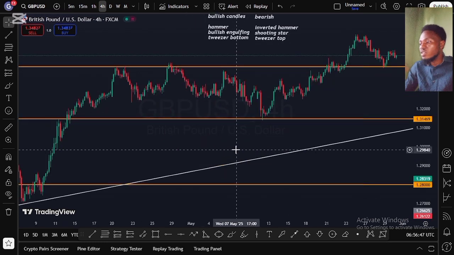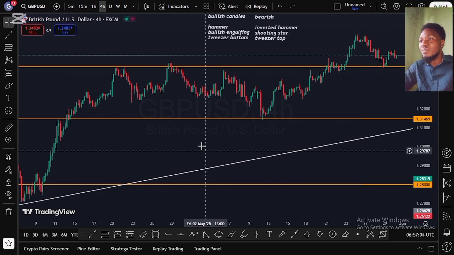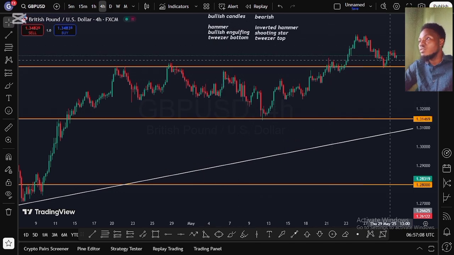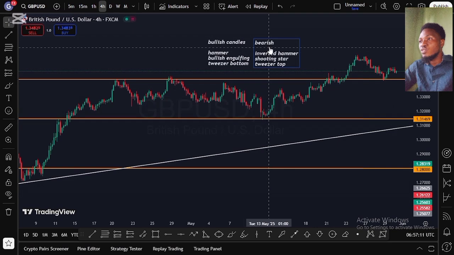What you want to take note of again is context. You can't see this candle in every place and think that you want to trade based on that. There are specific locations where you will see this candle and make sense out of it. You know that okay, I can trade off of this from this level. For example, if you've seen a hammer, because it's a bullish pattern, what you want to do is this.